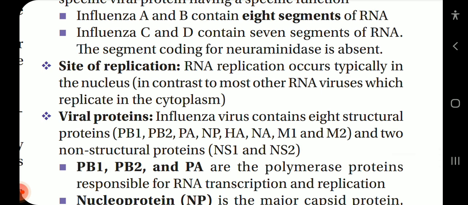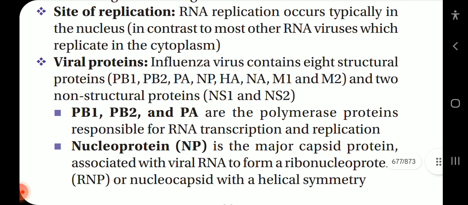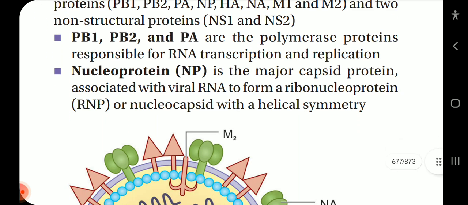Site of replication: RNA replication occurs typically in the nucleus, in contrast to most other RNA viruses which replicate in the cytoplasm. Viral proteins: influenza virus contains 8 structural proteins PB1, PB2, PA, NP, HA, NA, M1 and M2, and 2 non-structural proteins NS1 and NS2. PB1, PB2 and PA are the polymerase proteins responsible for RNA transcription and replication.